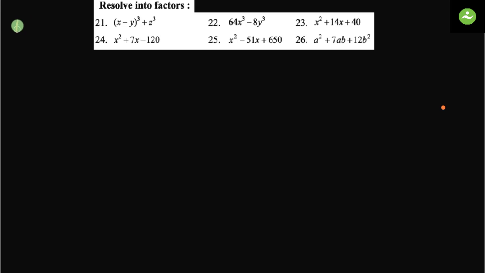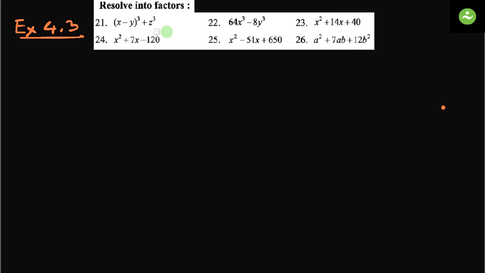Algebra Exercise 4.3. Resolve into factors questions 21, 22, 23, 24, 25 and 26.